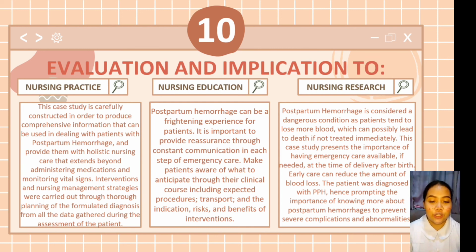Lastly, we have nursing research. Postpartum hemorrhage is considered a dangerous condition as patients tend to lose more blood, which can possibly lead to death if not treated immediately. This case study presents the importance of having emergency care available if needed at the delivery after birth. Early care can reduce the amount of blood loss in a patient diagnosed with postpartum hemorrhage, hence prompting the importance of knowing more about postpartum hemorrhage to prevent severe complications and abnormalities.